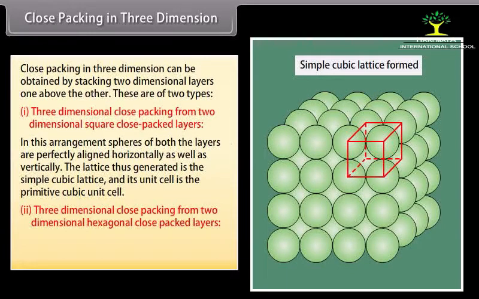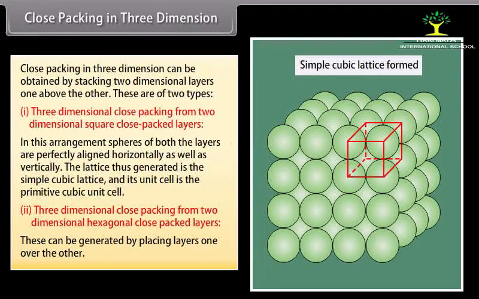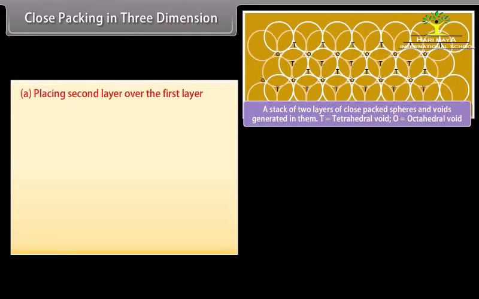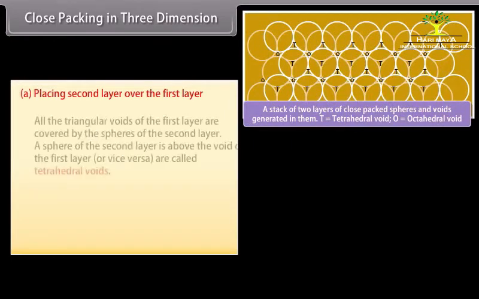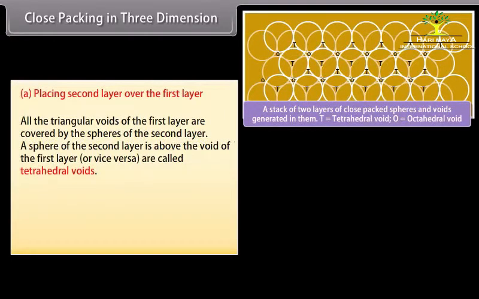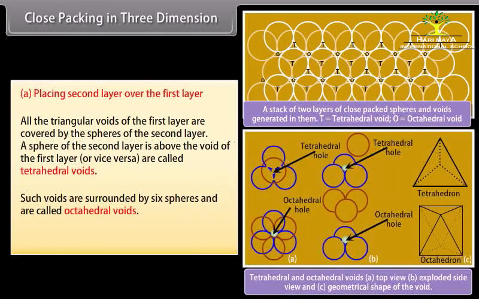3-dimensional close packing from the 2-dimensional hexagonal close packed layers. These can be generated by placing layers one over the other. A. Placing second layer over the first layer. All the triangular voids of the first layer are covered by the spheres of the second layer. A sphere of the second layer above a void of the first layer forms tetrahedral voids. Other voids are surrounded by 6 spheres and are called octahedral voids.